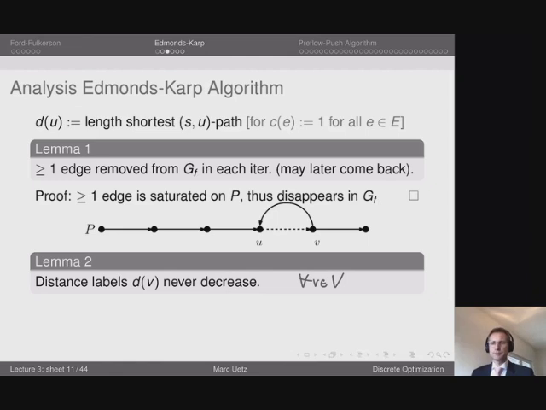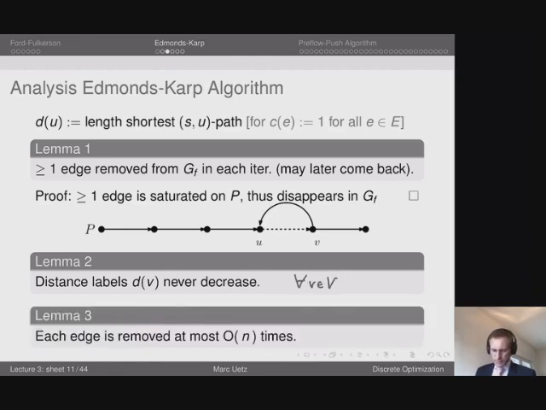And finally, the third observation is that each of the edges of the graph, if we focus on one fixed single edge, it may be removed a couple of times, because in each iteration at least one edge is removed from the corresponding residual graph. But how often can a single edge be removed? And I claim that this is only a linear number of times. It's actually (n-1)/2. So lemma 1 is clear and proved.